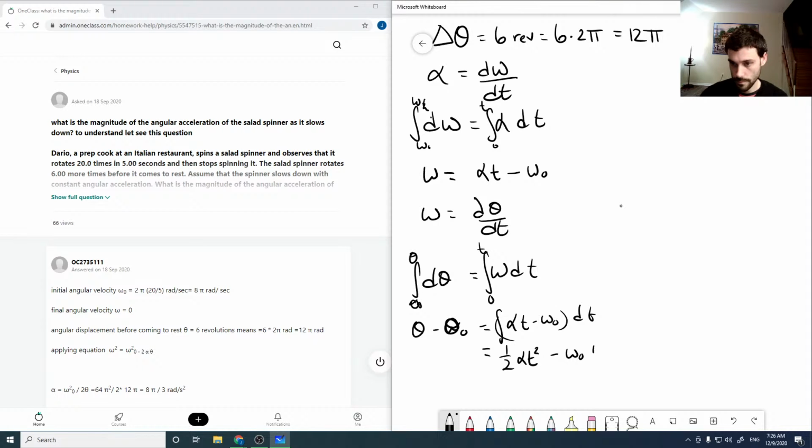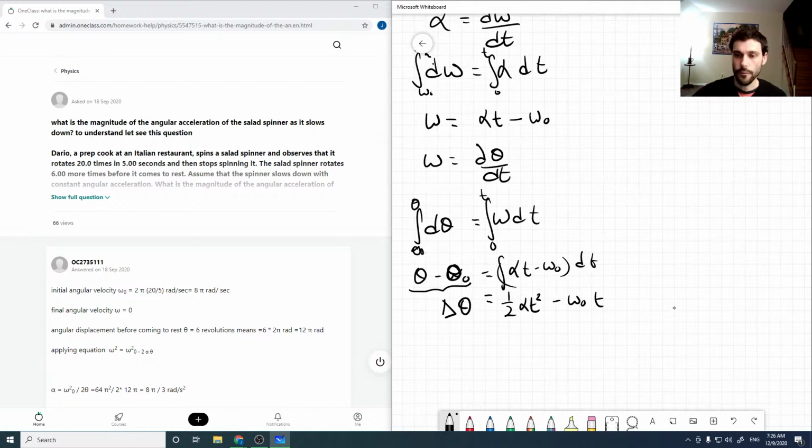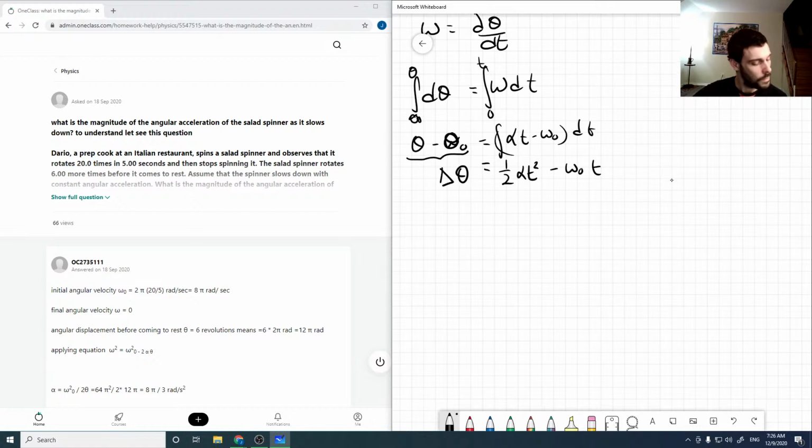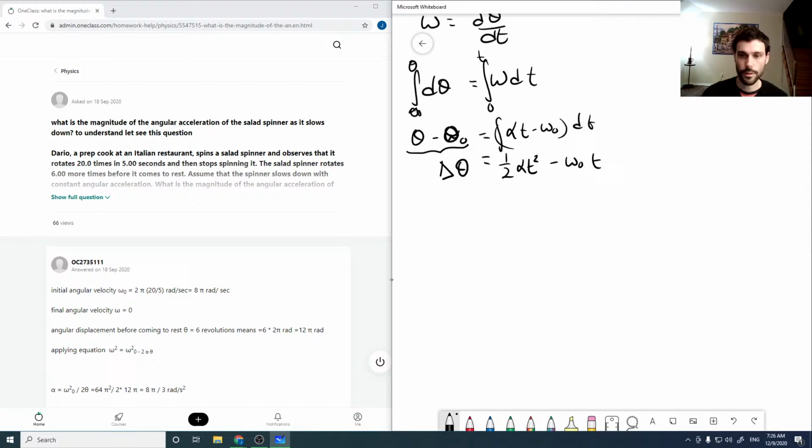Minus omega naught t. There we go. Okay. So on this side, I've left it like this because this is our delta theta. And so we can solve for our time here in terms of our alpha. As we know, our delta theta is 12 pi, and that equals 1/2 alpha t squared minus our omega naught, which is 8 pi per second.